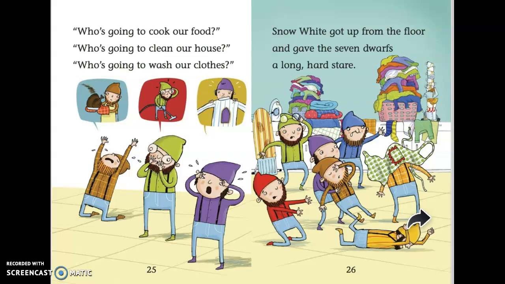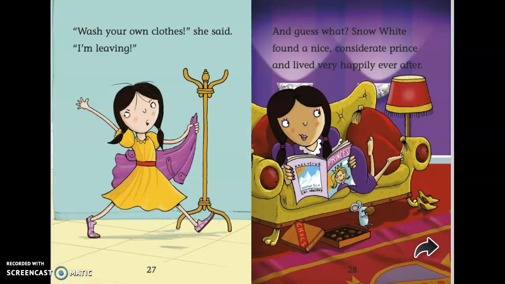"Who's going to cook our food? Who's going to clean our house? Who's going to wash our clothes?" Snow White got up from the floor and gave the 7 dwarfs a long, hard stare. "Wash your own clothes," she said. "I'm leaving." And guess what? Snow White found a nice, considerate prince and lived very happily ever after.